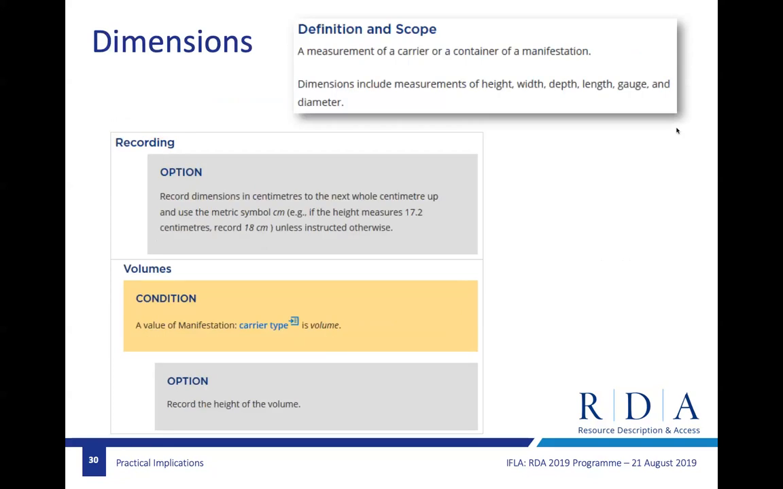Dimensions. They're a measurement of carrier or container of a manifestation. Dimensions include measurements of height, width, depth, length, gauge, and diameter. Under recording, I see that I record dimensions in centimeters to the next whole centimeter up and use the metric symbol cm unless instructed otherwise. In this particular case, I'm not instructed otherwise, so that's what I will be doing. If I scroll down to volumes, I find the condition that applies in my case. A value of manifestation carrier type is volume. We discovered that earlier on. The option is to record the height of the volume. By rounding up, the result is 22 centimeters.